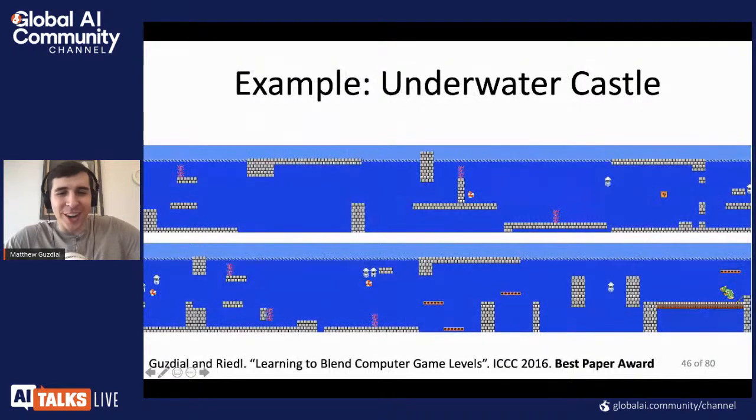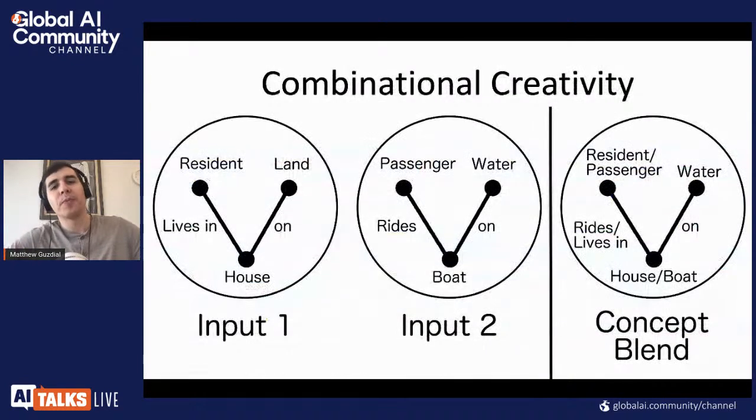So, spoiler alert, this is what we were able to do automatically through this process I'm about to introduce. But let me actually introduce it. There's all kinds of different ways of representing creativity, right? There's lots of ways of measuring creativity. And there's lots of ways of doing actions we might think of as being creative.